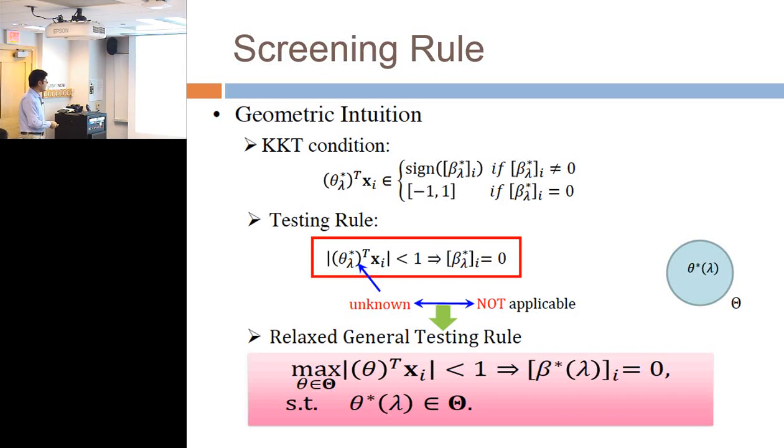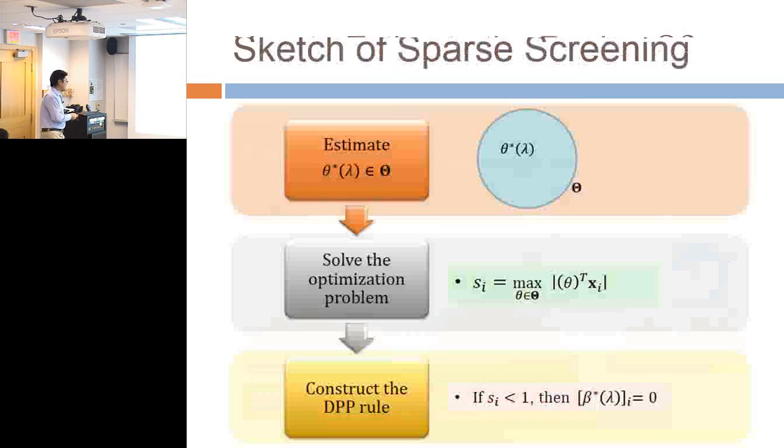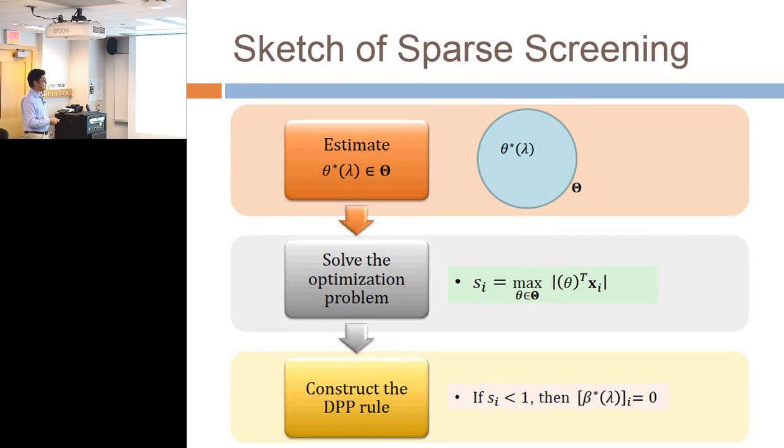And if the maximum value is strictly less than 1, then we can conclude that the corresponding component of the solution has to be 0. And then you can remove the ith feature from the data matrix. So I will skip those math techniques. Actually, they are pretty sophisticated. The main idea of our approach is to make use of the non-expansiveness of the dual optimal solution. So finally, the framework of our method can be divided into 3 steps.